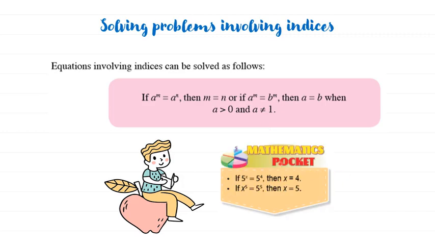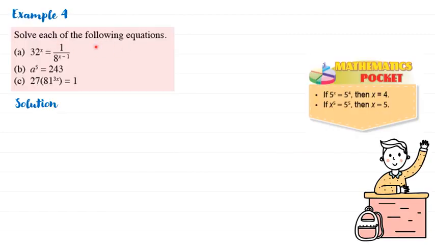Mathematics pocket. If 5 to the power of x is equal to 5 to the power of 4, the base is similar, which is 5, then x is 4. So we just take the index. Second, if x to the power of 5 is equal to 5 to the power of 5, notice that the index is similar, then we can say that x is equal to 5. Example 4, solve each of the following equations for questions a, b, and c. This is the mathematics pocket that I told you about in the previous slide.